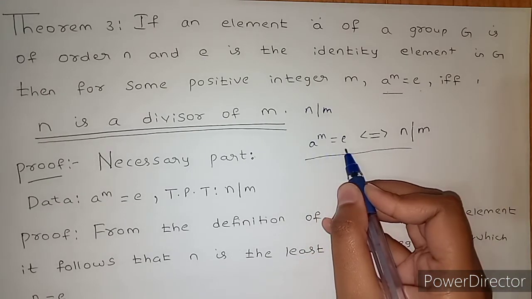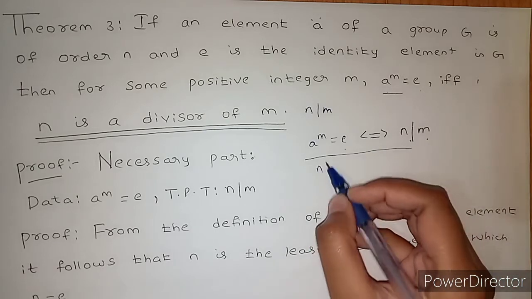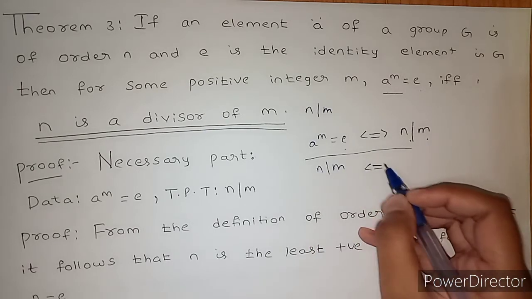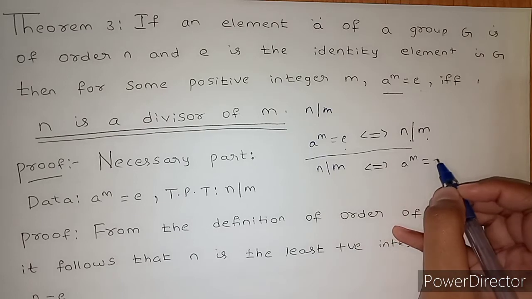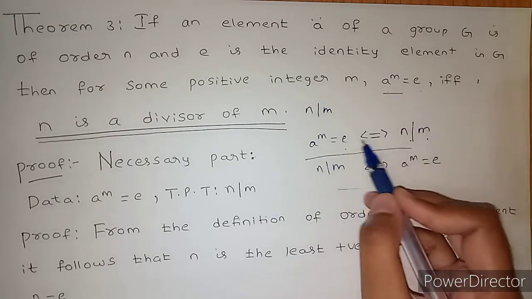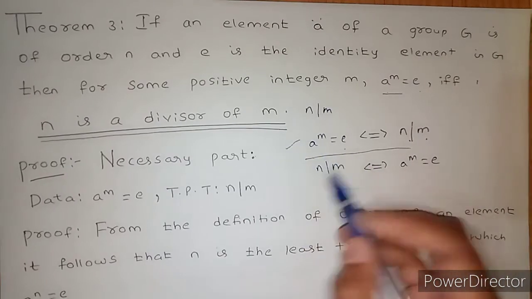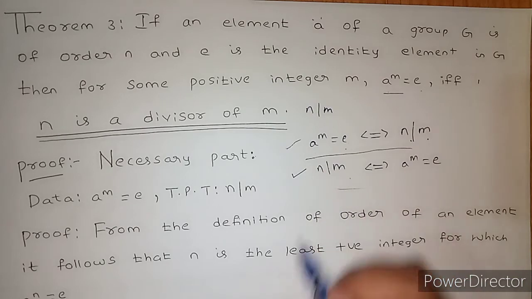If A power M is equal to E, then we have to prove N divides M. Conversely, if N divides M, then we have to prove A power M is equal to E. So this is the statement explanation. We have to prove this: the necessary part and the sufficient part. Necessary part means the direct part. Sufficient part means the converse part. Okay, coming to the proof.